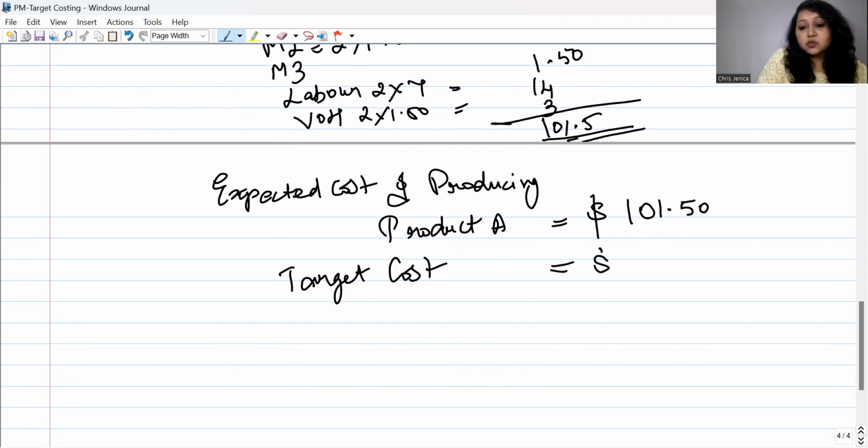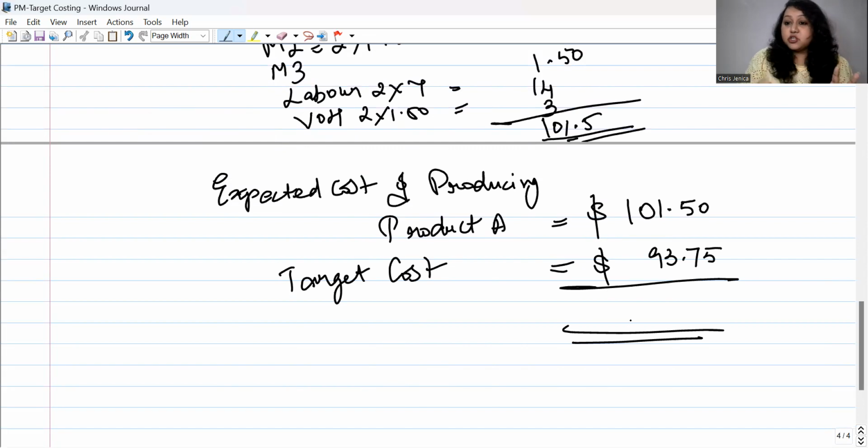So target cost is going to be 93.75. Now, what is the expected cost of producing the product A? It's 101.5, which means after you have arrived at the cost, these are the materials I'm going to use. This is the number of hours I'm going to engage my labor in order to produce 1 unit of a product. You have arrived at an amount. I would normally incur 101.50 dollars to produce 1 unit of product A. So this is my expected cost of producing product A. That is 1 unit of product A.